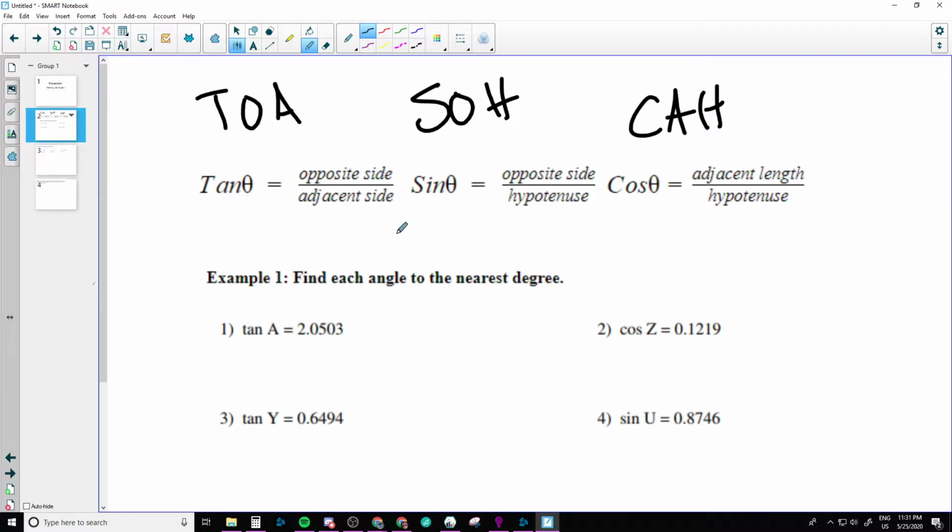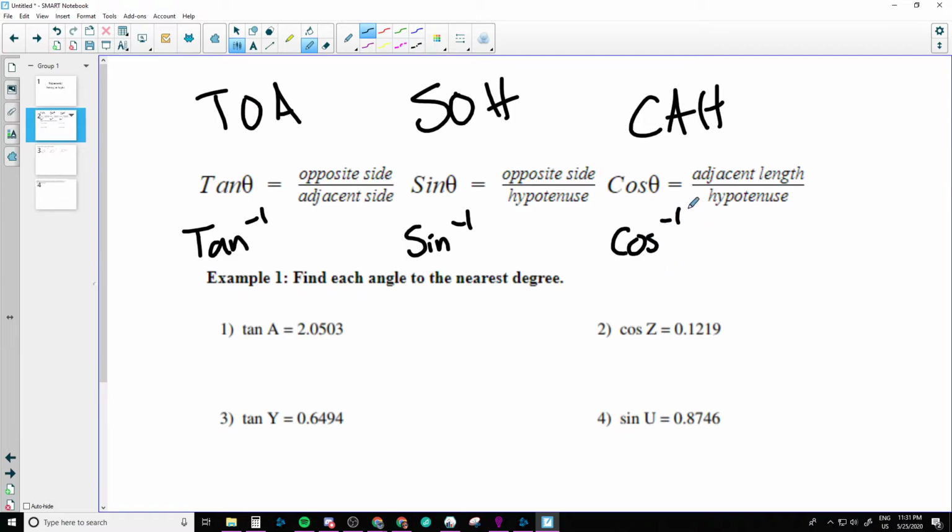Now, when we are trying to solve for the angle, theta, in these formulas, what we have to do is use the second function. So the second function will look like this on your calculator. It'll say tan with a -1, okay? Or sine with a -1. Cosine with, you guessed it, a -1.